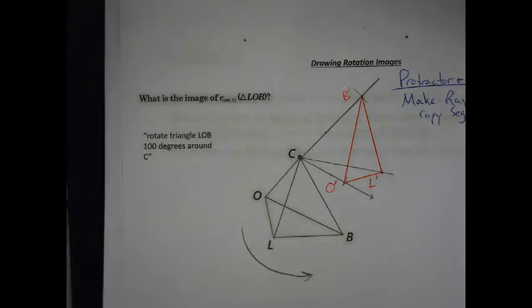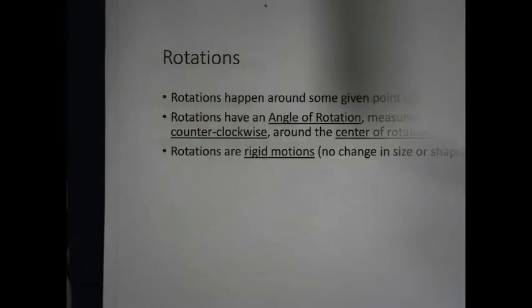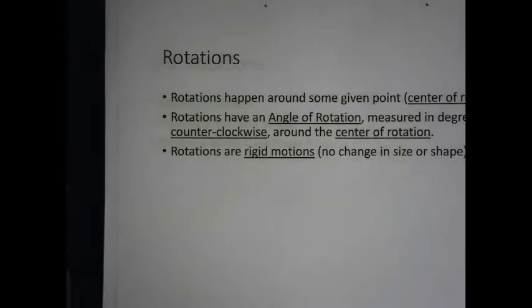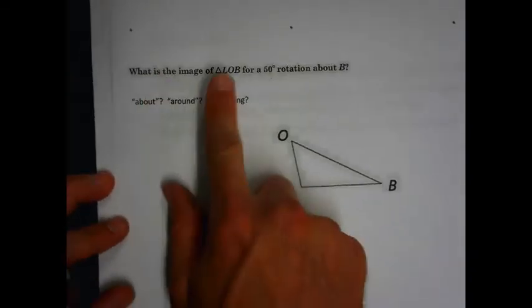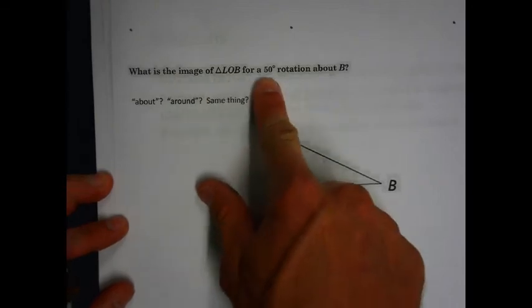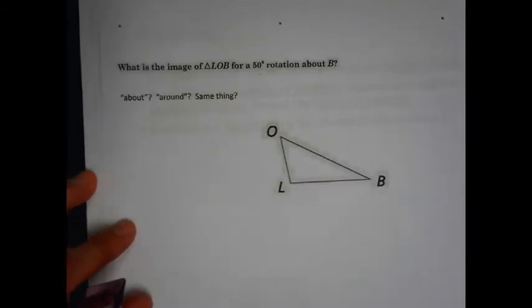Okay, so let's do that again, shall we? Yes, but this time with a different question. We're going to rotate the triangle LOB 50 degrees about B. Well, that's interesting. It's going to be the same type of thing. B, however, is our new center of rotation.